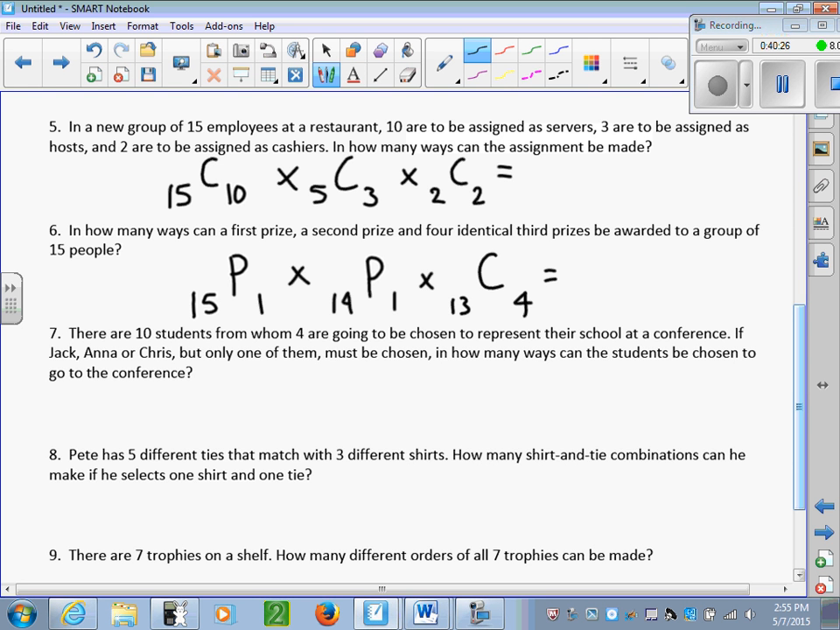Next one, number 7. There are 10 students from whom 4 are going to be chosen to represent their school at a conference. If Jack, Anna, or Chris, but only one of them must be chosen, in how many ways can the students be chosen to go to the conference?